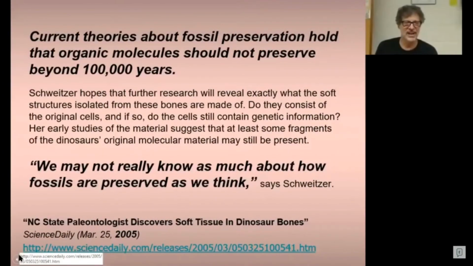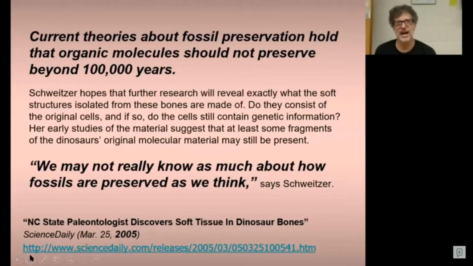We may not really know as much about how fossils are preserved as we think. Before she found this, they had no question in their minds. They understood how fossils are preserved. It was no doubt. All of a sudden now, we must not really understand fossils, because this has got to be 68 million years old. The dog ate my homework mentality, the lame excuse.